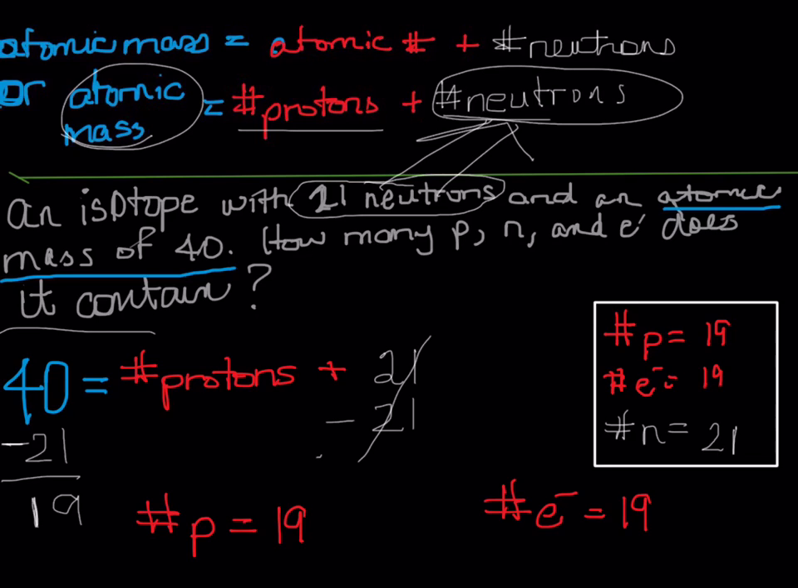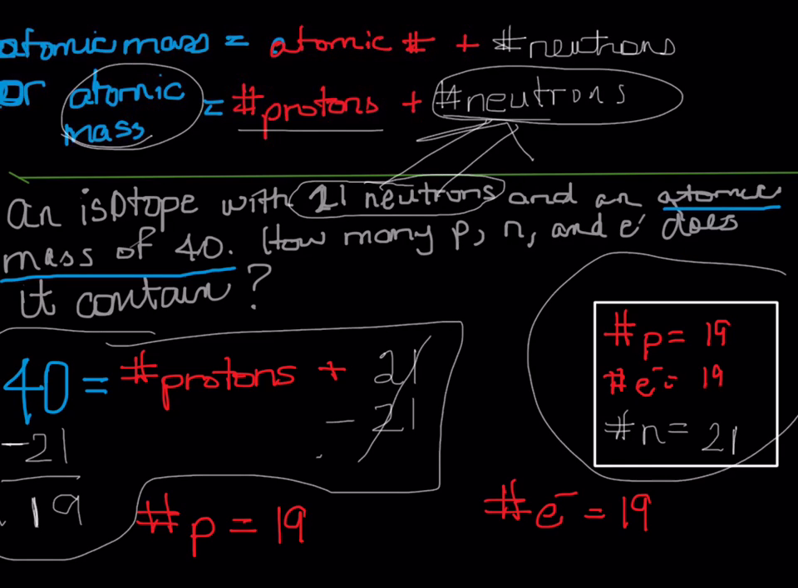Down here is where I showed you how to do that in an algebraic formula. So 40 equals the number of protons plus the 21 neutrons that were given. To get the protons by itself, I have to subtract off the 21 neutrons from both sides of the equation. When you subtract 40 minus 21, you get 19 protons. Since the protons and electrons are equal to one another, they're both 19. And in the problem, it gave you the number of neutrons, so in this box right here is where I have the answer to that.